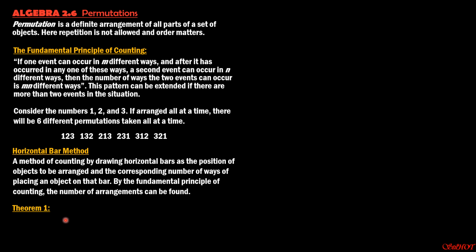So let's have this theorem 1. The number of permutations of n distinct objects taken all at a time is n factorial, if you're familiar with that from your advanced math or from your experience. So for instance, 3 factorial is 3 times 2 times 1, that's the meaning of that. 3 factorial is 6.